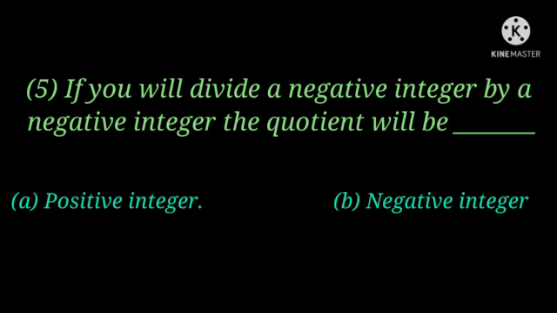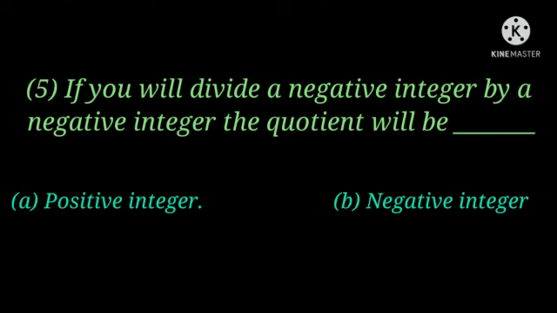If you divide a negative integer by a negative integer, what will be the quotient? Your time starts now. Answer will be positive integer. Here, if you divide any negative integer by a negative integer, the quotient will be a positive integer. Let us see another question.